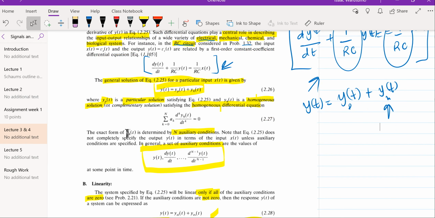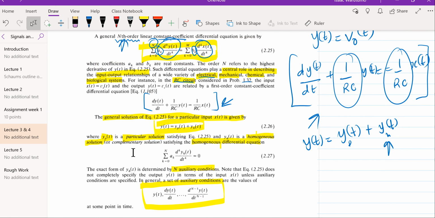So the exact form of yh(t) is determined by some n auxiliary conditions, and we note that equation 2.25 does not completely specify the output y(t) in terms of input x(t) unless the auxiliary conditions are specified. So always what we know about differential equations is that the equation does not specify the solution y(t) in terms of x(t) unless we have the auxiliary conditions specified, and that is when we are able to generate y(t) in full.